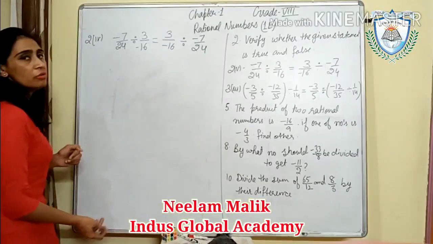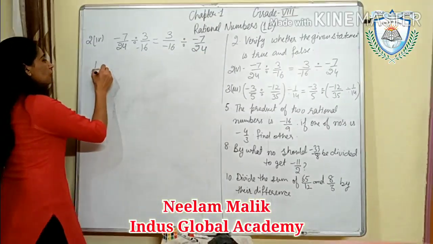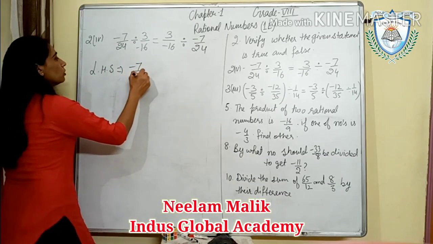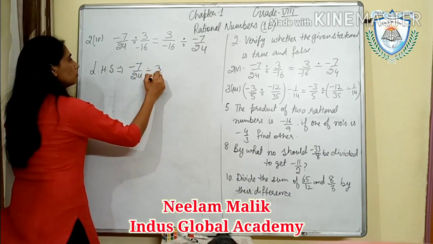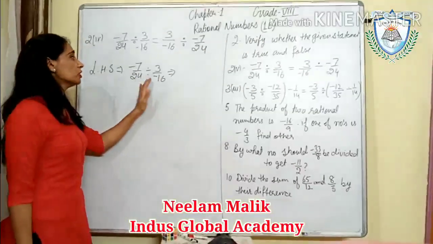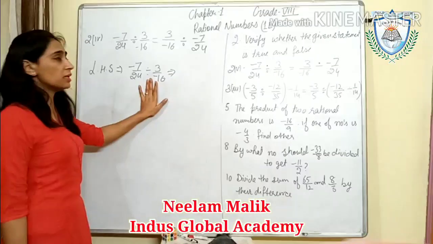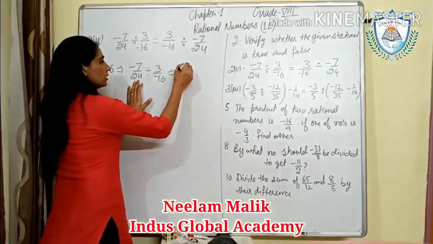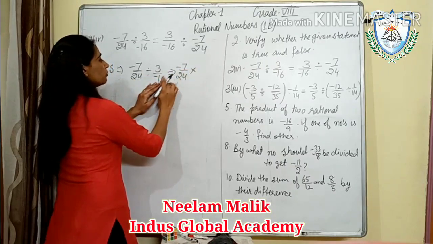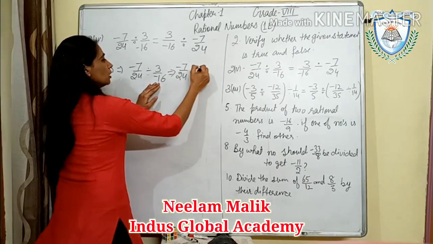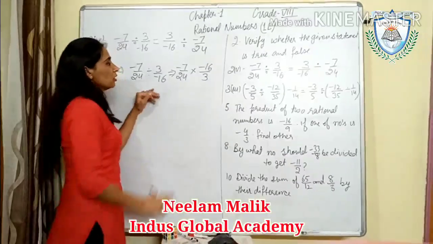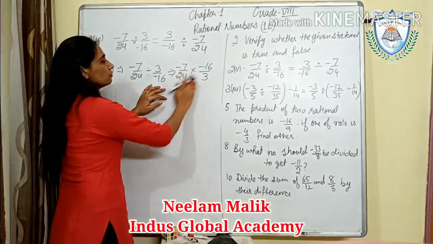Okay, so how will we verify this? We will take the left hand side. What is that? That is -7 upon 24 divided by 3 upon -16. So I told you, in division, first we convert this into multiplication. The first number will be as it is and it will be multiplied by the reciprocal. So what will be here? -16 upon 3.